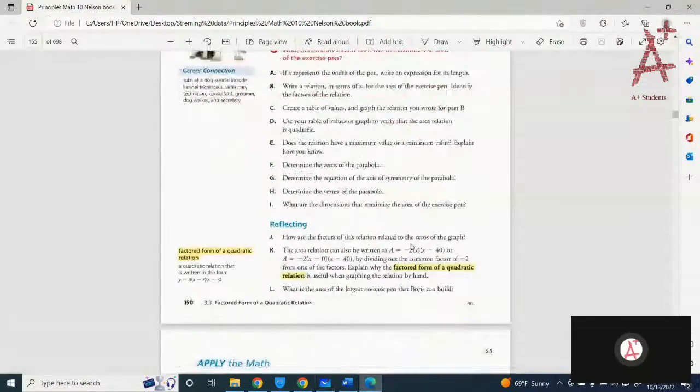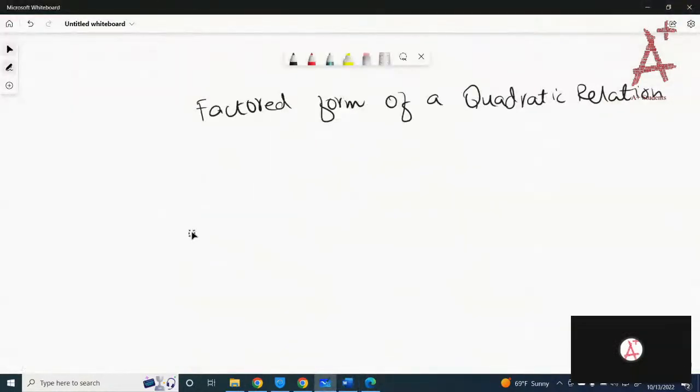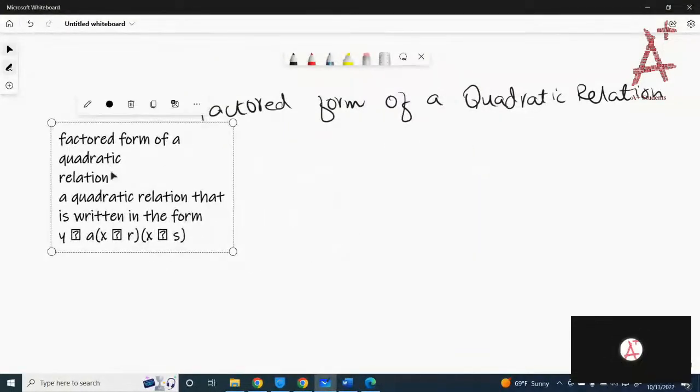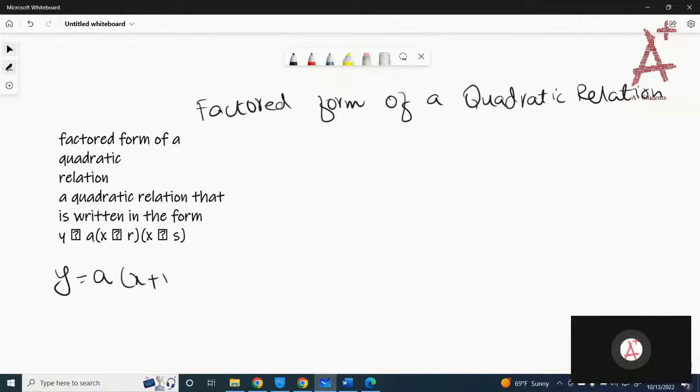The factored form of a quadratic relation is a quadratic relation that can be written in the form y equals a(x minus r), and let me paste it on the board. Okay, this is the factored form. The factored form of a quadratic relation is written in the form y equals a(x plus r)(x plus s). This is the factored form of the quadratic relation. Got it?